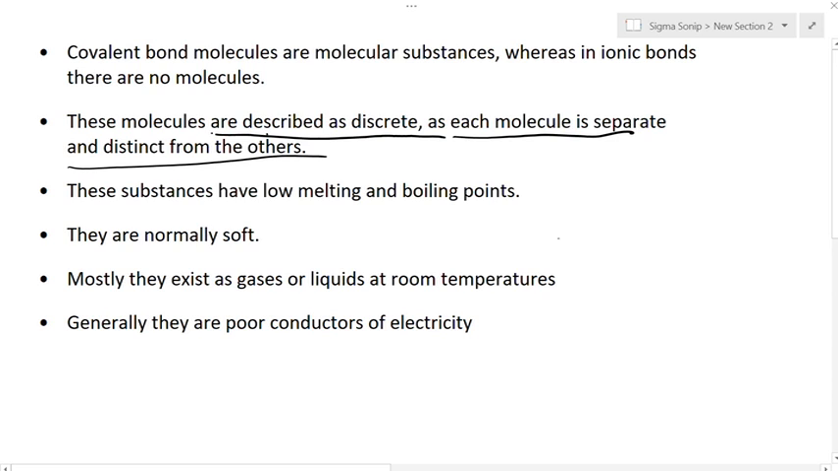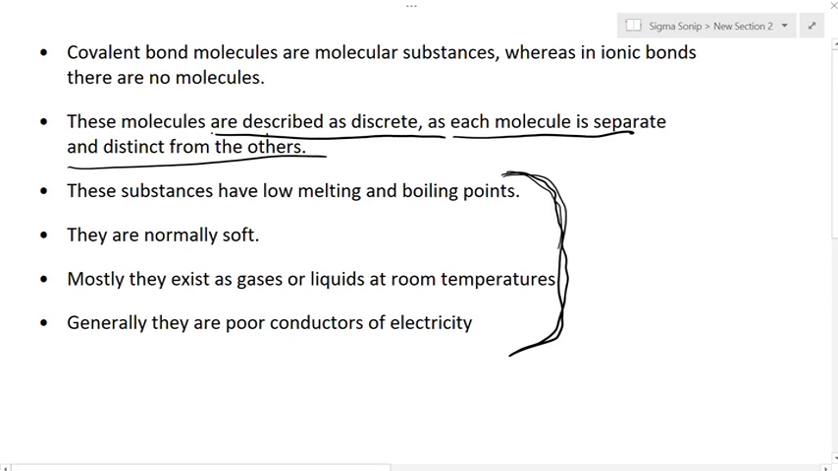All the properties here come from the intermolecular forces between covalent molecules. In ionic substances, if you recall, we had ions which were very strongly held together with each other. But in covalent substances, you have discrete molecules, and the force between these molecules is not that strong. And this particular feature will describe many properties of covalent substances. So first thing, they have very low melting and boiling points.